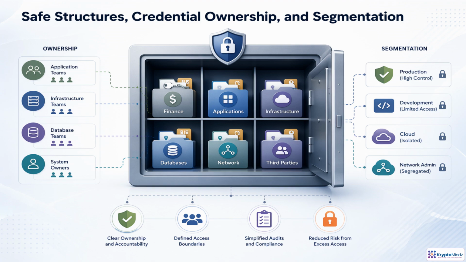A PAM vault also needs internal structure. Safes, folders, or partitions group credentials by business function, platform, environment, risk, and owner. That structure determines who can request access, who approves it, and who is accountable when auditors ask questions. A database team should not automatically see network device credentials. A development administrator should not inherit production rights. Good segmentation keeps access aligned to real responsibilities. Poor design creates shared ownership, over-permissioning, and messy reviews. The goal is simple. Every credential has a clear home, a clear owner, and a clear boundary.